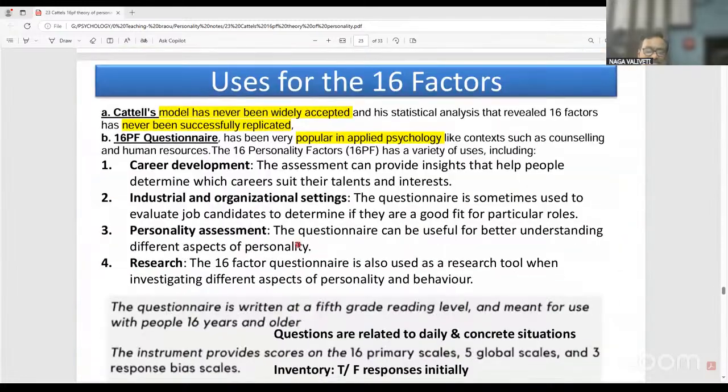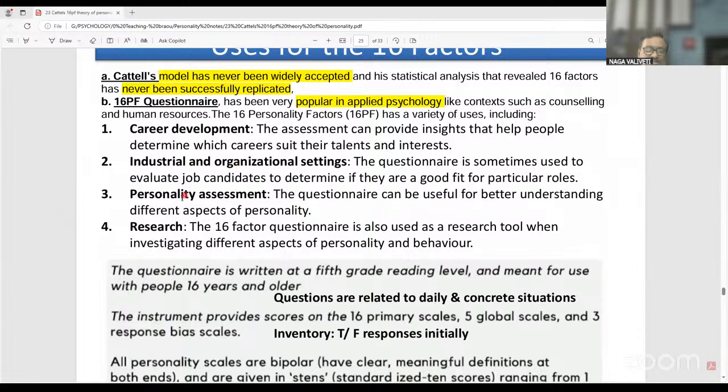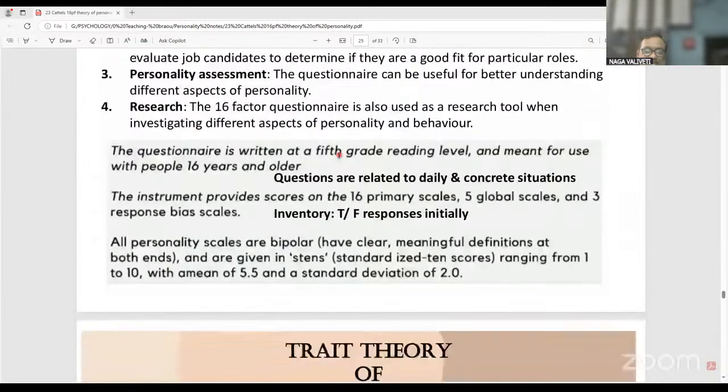Pathological purpose. So the uses are career development, industrial organization, and personality assessment for research purposes. These are all used. But his model is not widely accepted as a research model, because it is a highly statistical approach. It is very difficult to replicate. That's why it is new. But it is highly used in psychological personality measurements.